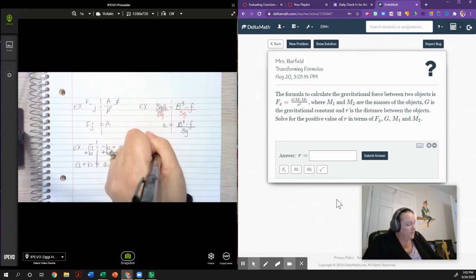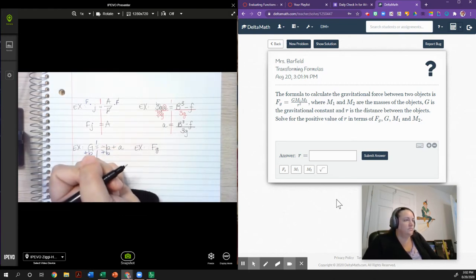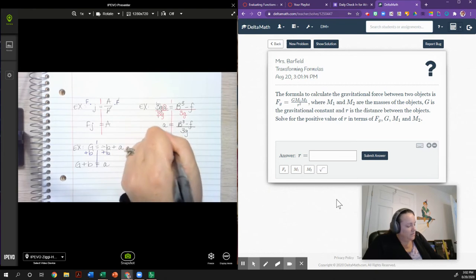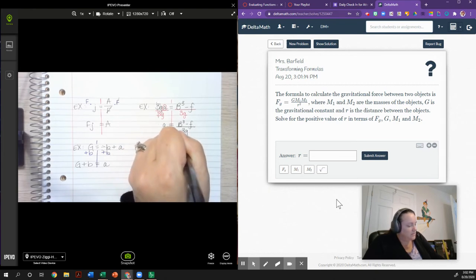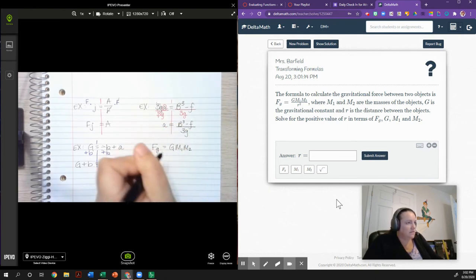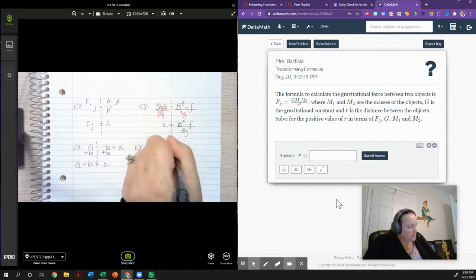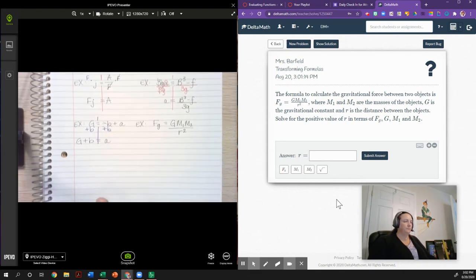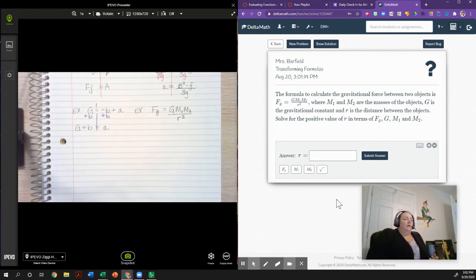Capital F sub g equals G m sub 1 m sub 2, all over r squared. Okay. All right. So, wonderful thing here. Delta Math has given us some buttons to help us out with typing. That'll make life go a little bit faster.